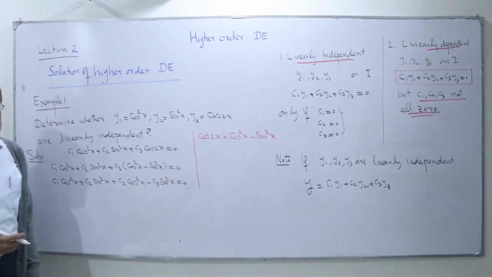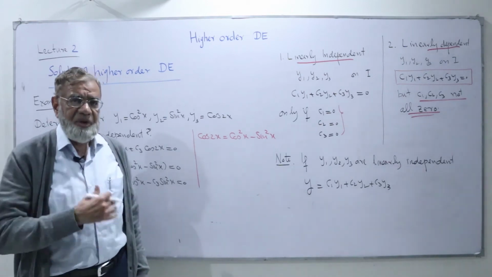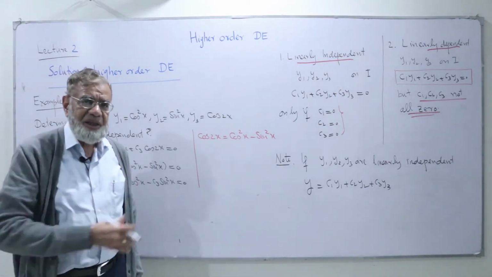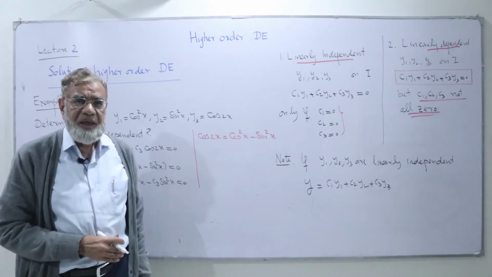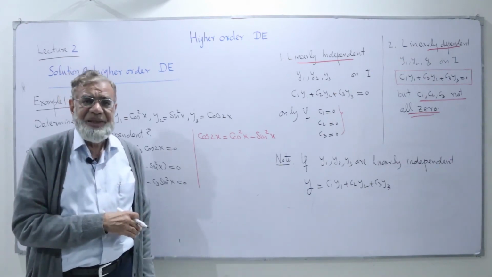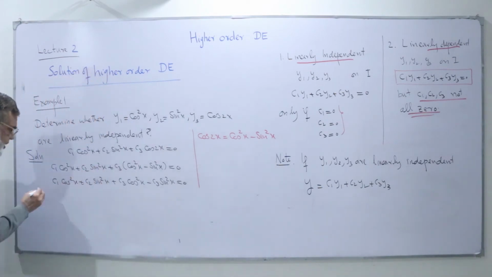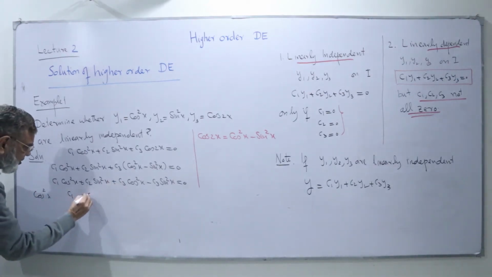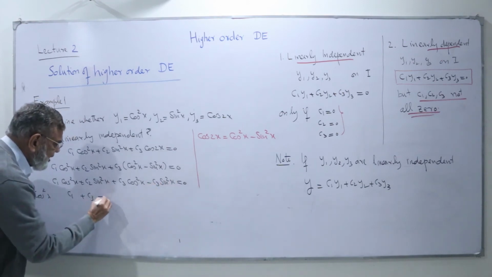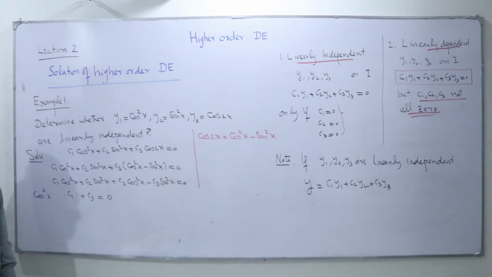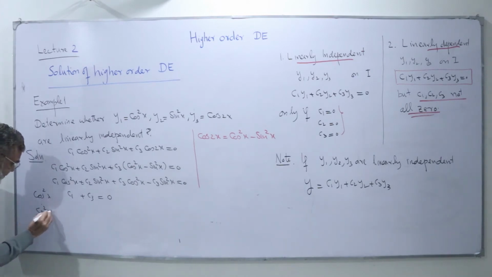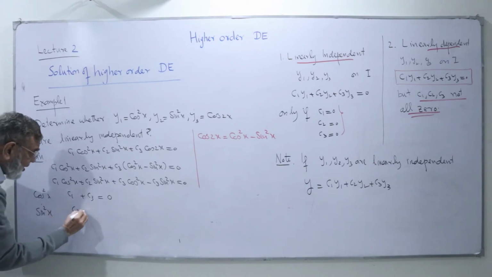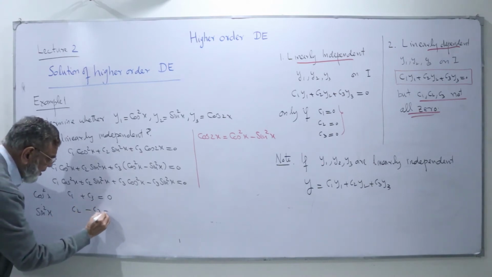Now we want to find the values of C1, C2, C3. If we find the values and put them in, and this becomes 0 with not all of them zero, it means they are linearly dependent. And if we find that all of them are equal to 0, it means they are linearly independent. Now we compare the coefficients of cosine square x. Here it is C1, here it is plus C3, and on the other side it is 0. The coefficient of sine square x gives C2 minus C3 equal to 0.